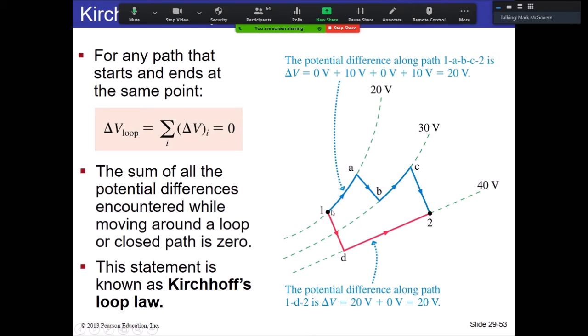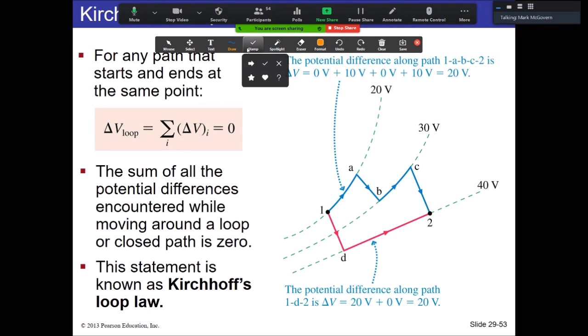If I take this other path, which is blue, I go from point 1 over to A, and again, there's no energy required to do that because I stay along the equipotential, and then I go from A to B, which takes 10 volts to do. B to C is 0 volts, and C down to point 2 is another 10 volts for a grand total of 20. So going from 1 to 2 is going to produce a 20 volt increase.